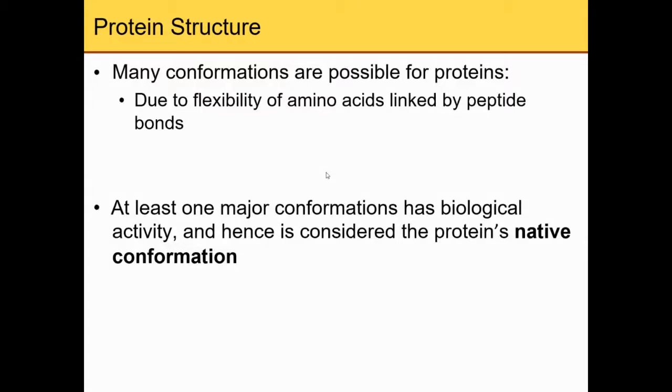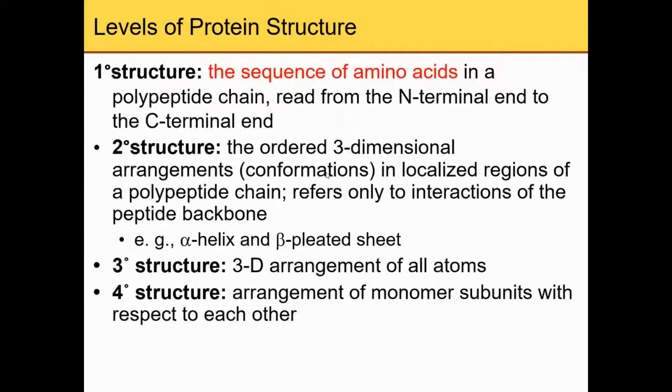But for all these different conformations, only at least one major conformation has a biological activity, and that would be the native conformation for that specific protein. That's called native conformation. And then the levels of protein structure are the primary structure, secondary structure, tertiary structure, and quaternary structure.